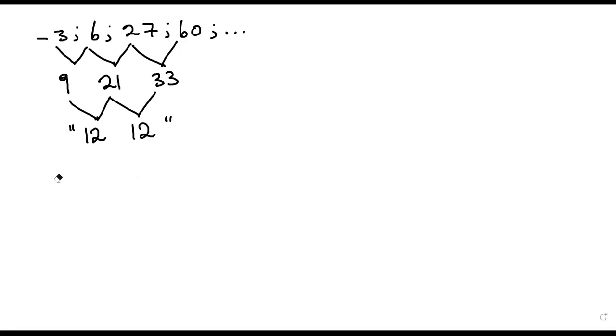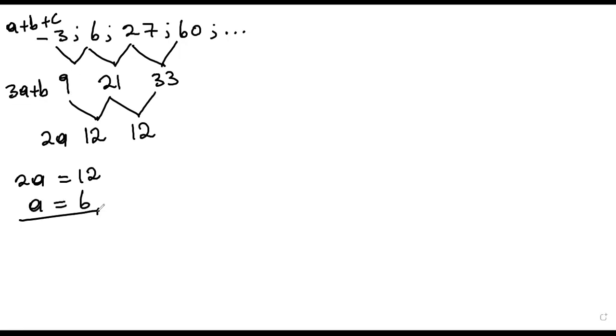Now, what are you going to say? You know that the first term of the second constant difference is actually equal to 2a. And then this one, the first term of the first difference, 9, is equal to 3a plus b. Now, the first term of the quadratic pattern itself is equal to a plus b plus c. So we come back and say 2a equals 12, like that. So meaning the value of a is equal to 6.